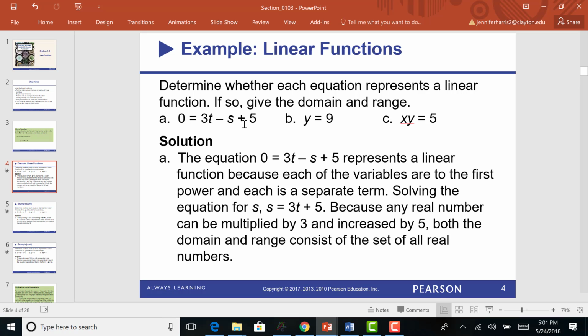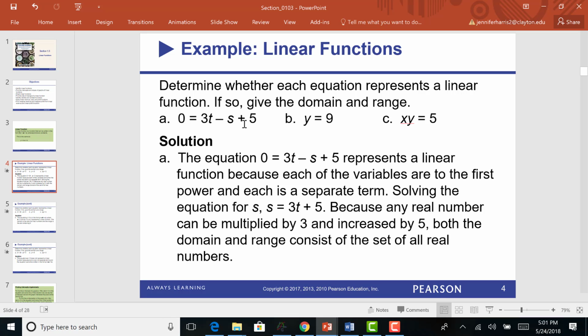We've got y equals 9. Well, is one letter by itself? Yes. Are there any exponents? No. Are there any variables on the bottom? No. Aha, is this linear? Yes, it actually is.